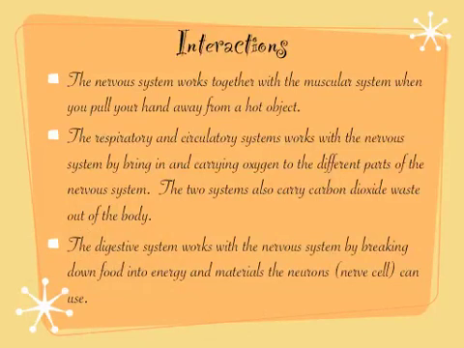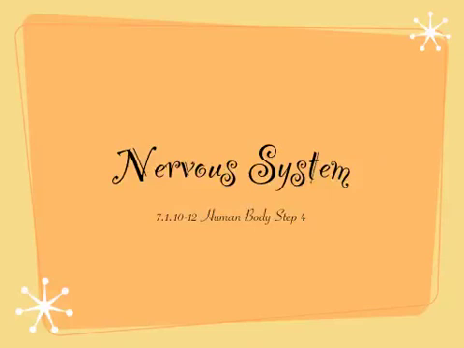Third interaction is between your digestive system and your nervous system. So as you know, your digestive system breaks down food into energy and materials that the cells of your body need. Neurons or nerve cells use this energy and materials to send messages. So they need energy and materials in order to function. That is your lesson over the nervous system.